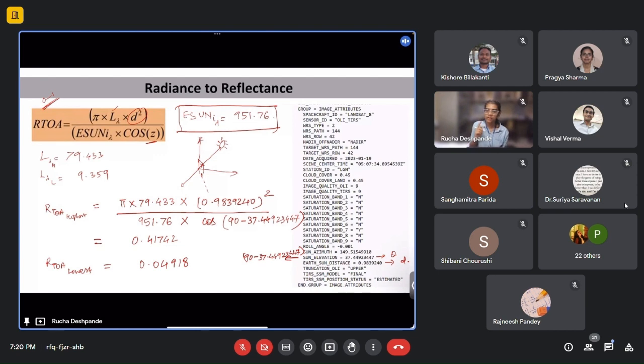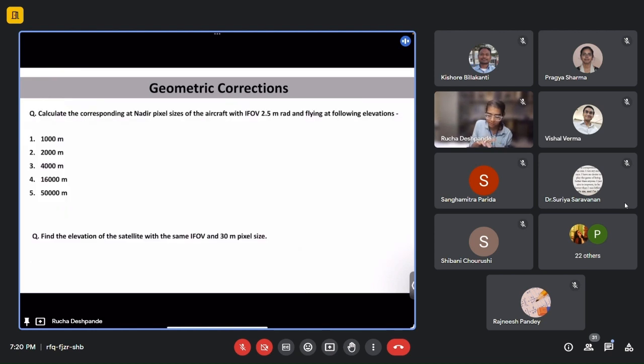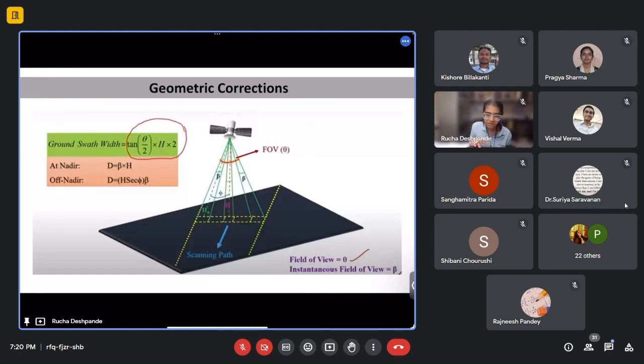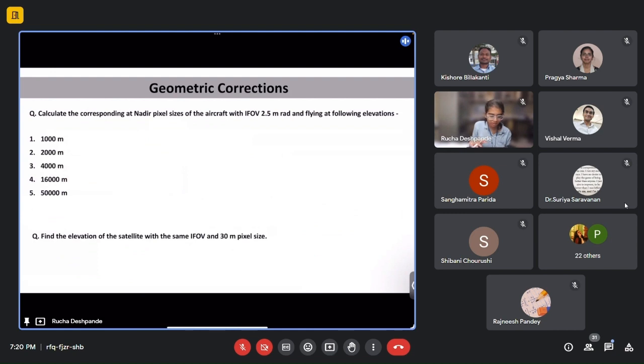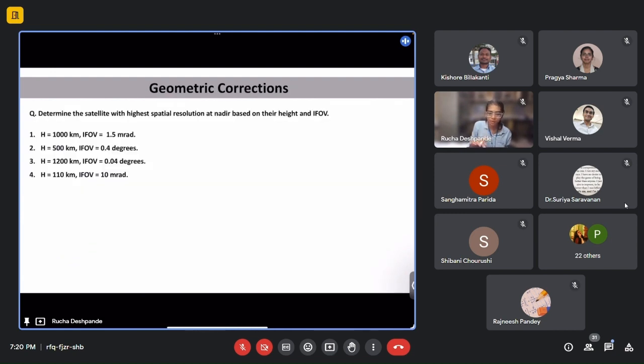So we looked at source sensor geometry. We looked at the atmospheric corrections. Now, third is geometric corrections. This was explained in detail in one of the lectures, so we will just look at it quickly and then proceed to do some problems.